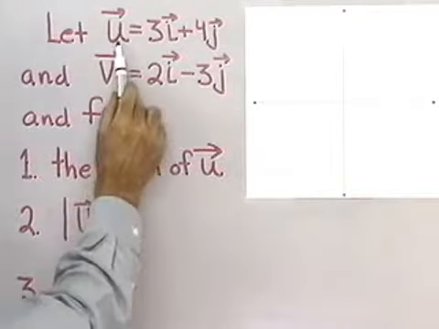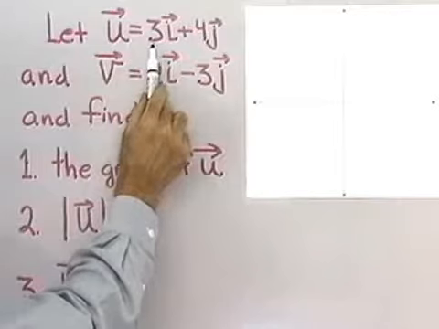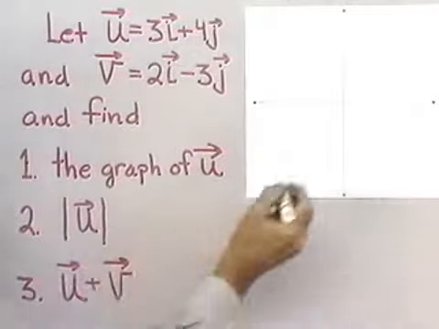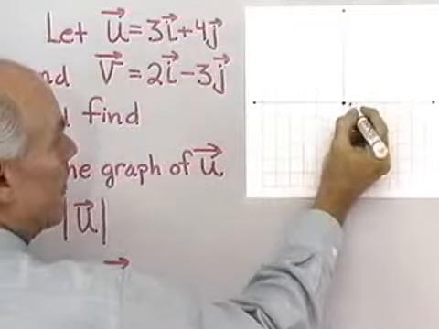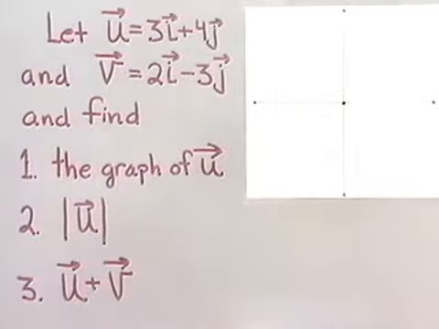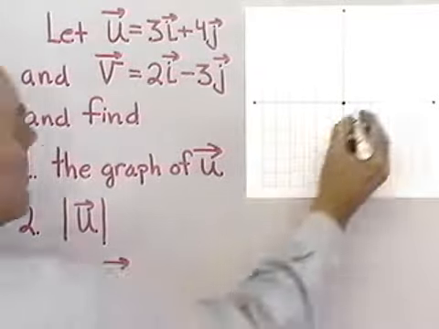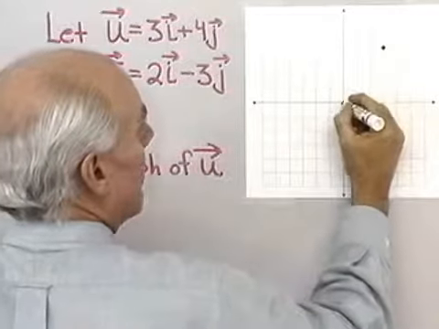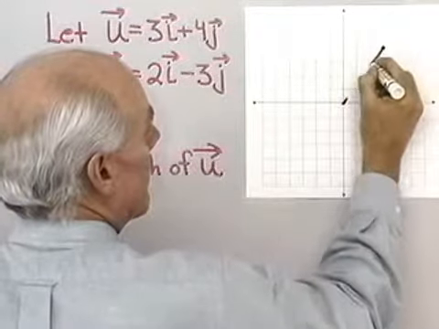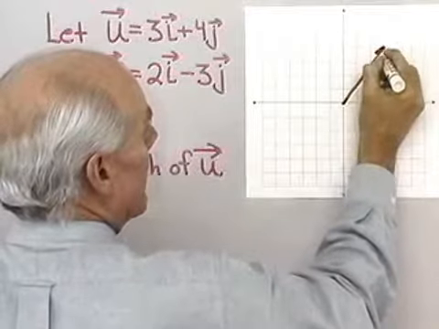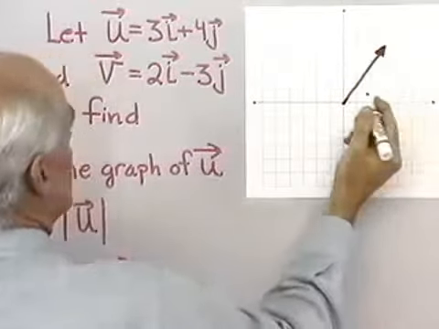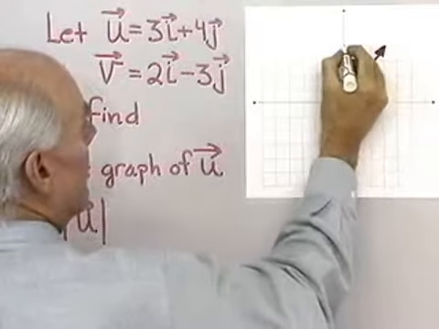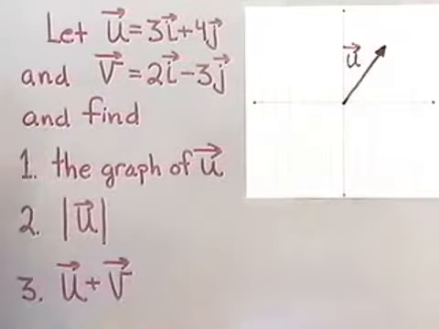Well, to graph the vector u, I draw an arrow from the origin out to the point (3, 4). So the vector is going to go from the origin out to the point (3, 4). So x equals 3, y equals 1, 2, 3, 4. And so that is going to be this vector right here. So there's a picture of vector u.